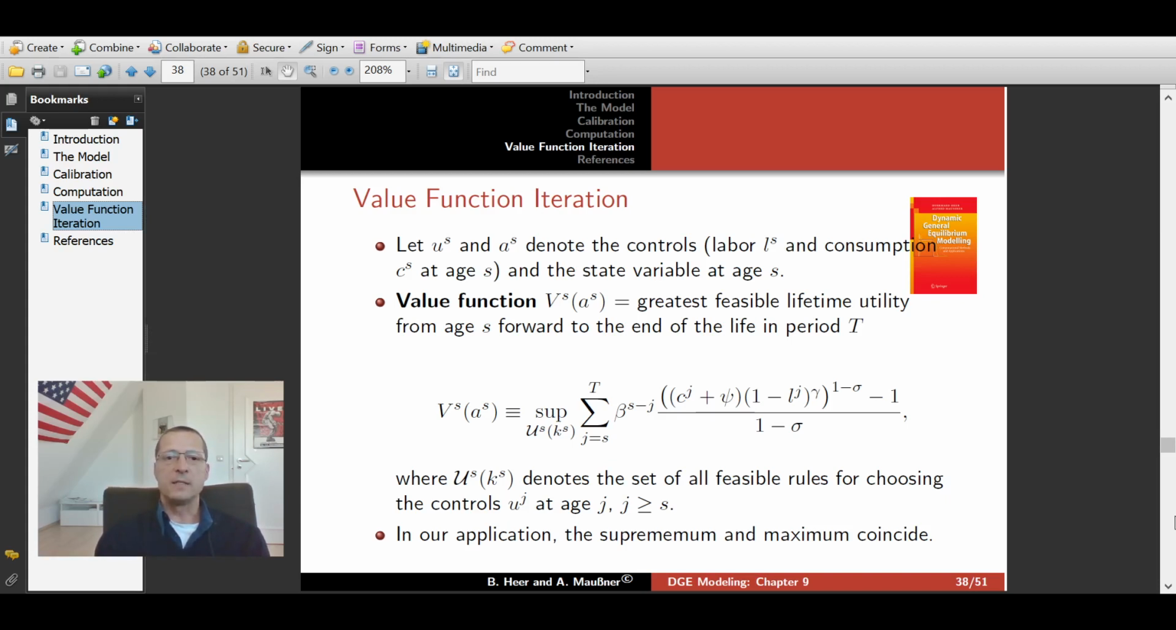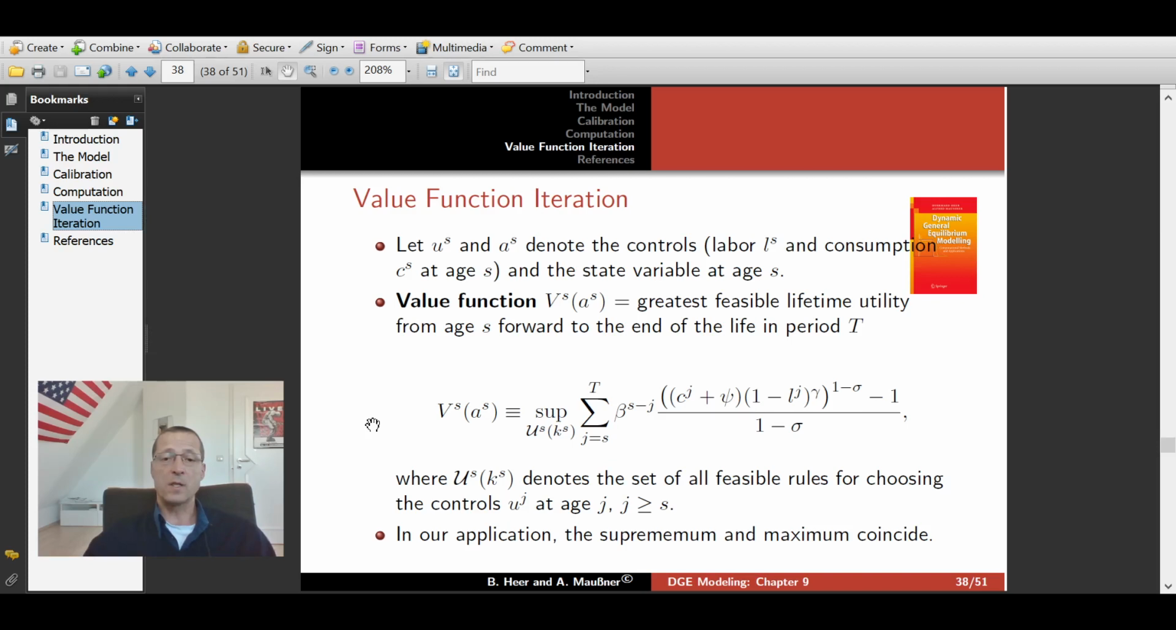Now let's define a value function. A value function is the greatest feasible lifetime utility from age s forward to the end of life in period T. So formally, the value function is the supremum of the lifetime utility for the remaining years. So we are s years old, and we just sum up the instantaneous utility from age s on until our final period of life, uppercase T, discounted with the factor beta. Here we have the supremum.